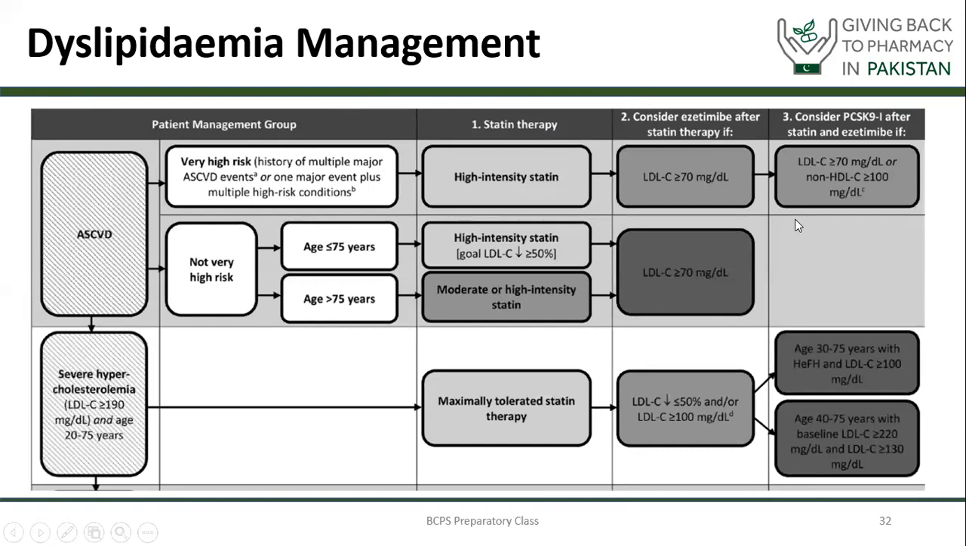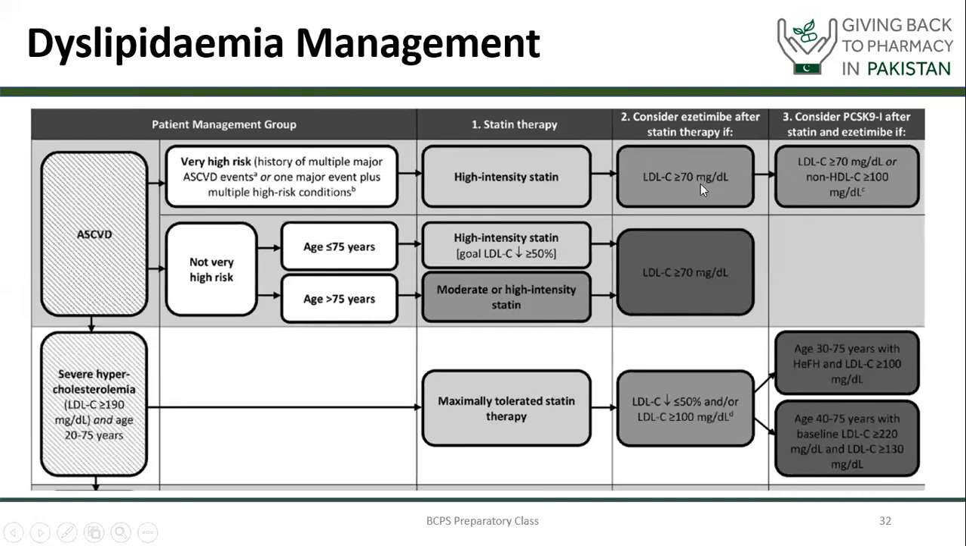And after ezetimibe, if LDL is still greater than 70 milligram per deciliter, non-HDL is still greater than 100 milligram per deciliter, then you can consider PCSK9 inhibitors. So the recommendation is a very strong recommendation that you have to do. This one, both are reasonable to start.